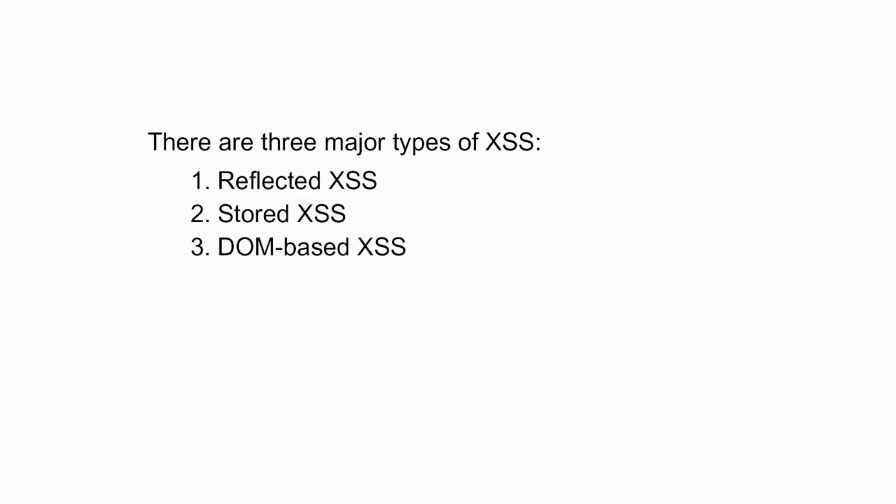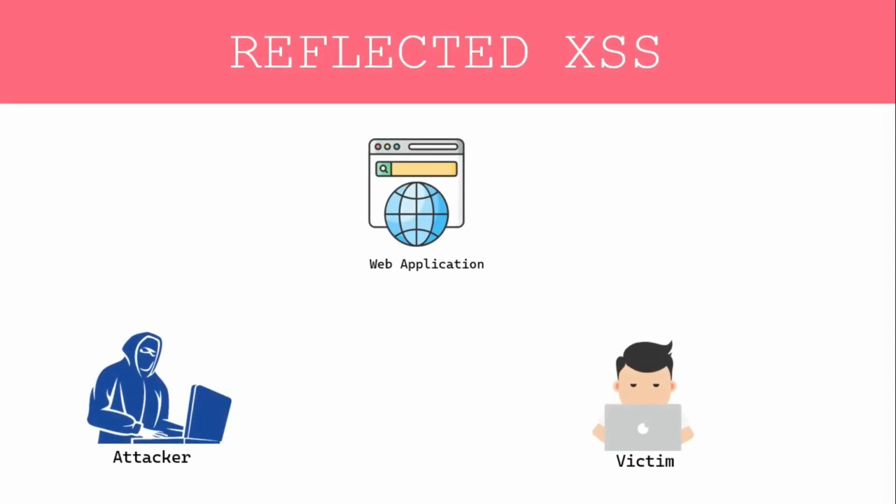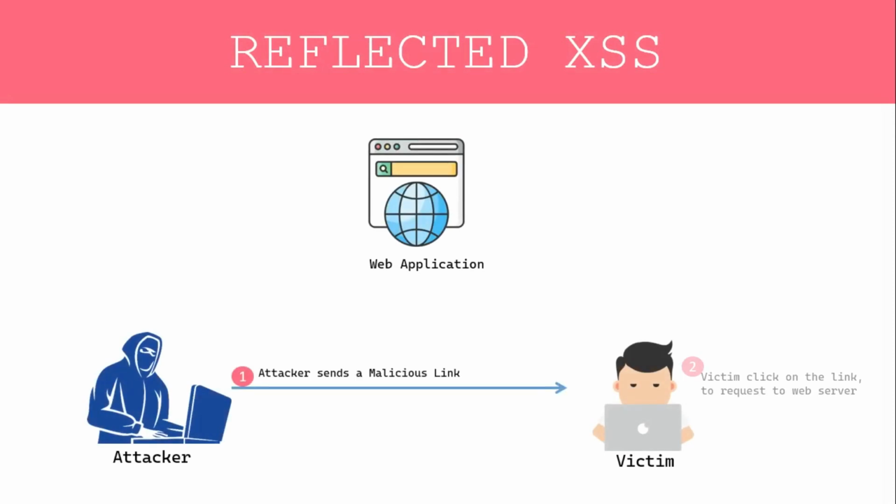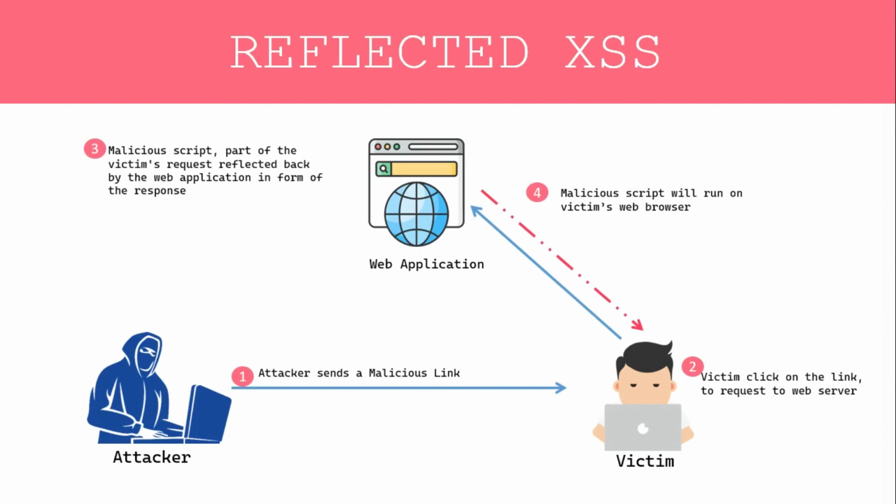There are three major categories of cross-site scripting. They are reflected XSS, stored XSS, and DOM-based XSS. Let's first take a look at reflected XSS. Reflected XSS is one of the most widely exploited web application vulnerabilities. To exploit this vulnerability, the application takes one or more parameters as input, which is reflected back to the web page generated by the application.